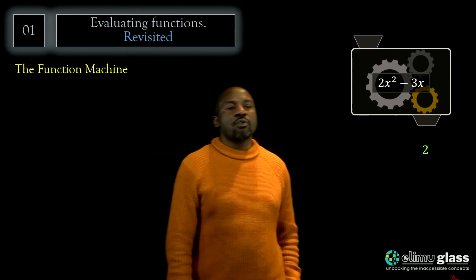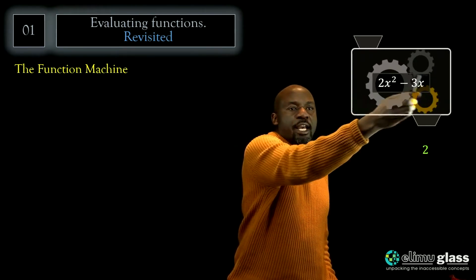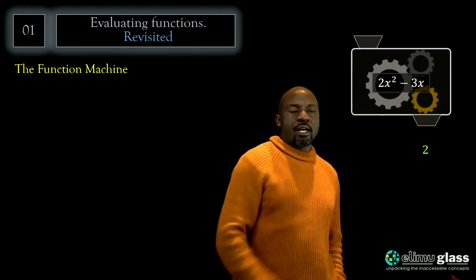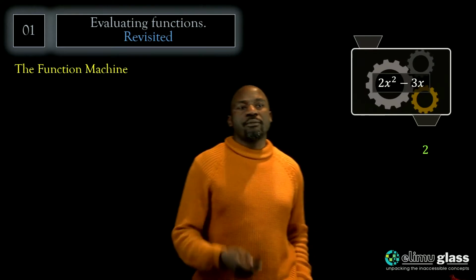All right, so that's what my machine does. It takes whatever I put inside and operates it according to the rule that I have assigned to it, and gives me an output on the other side. So this is what the function machine does.